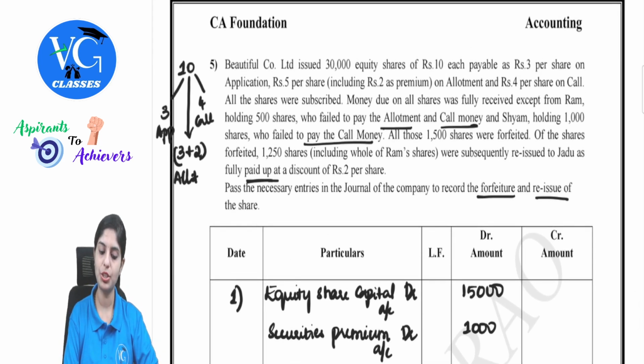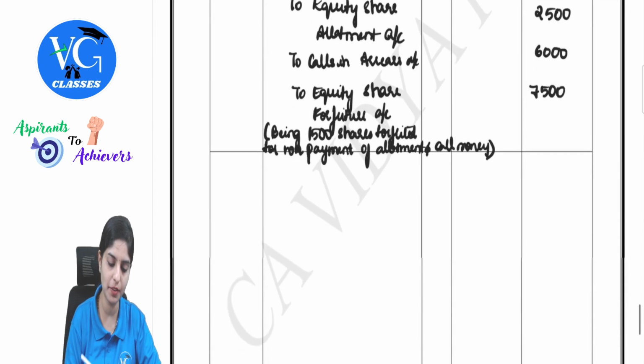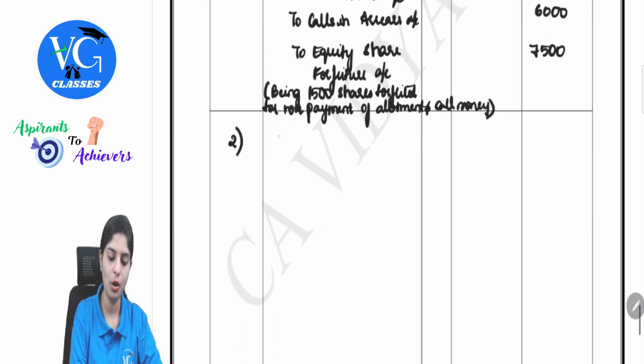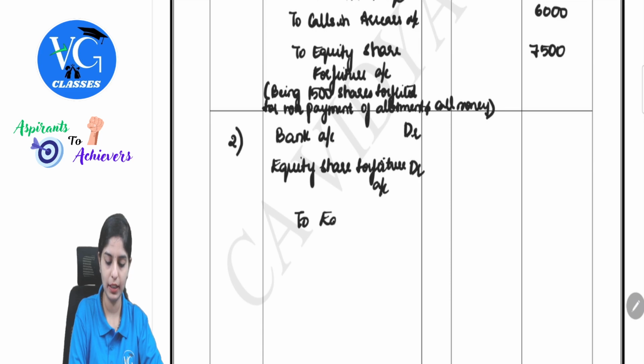All those 1,500 shares were forfeited. Of the shares forfeited, 1,250 shares were subsequently reissued and fully paid up at a discount of 2 rupees per share. First, we will record the entry for reissue. What is the entry? Bank account debit. This is happening at discount. So therefore, share forfeiture will also get debited with respect to the discount amount given. Equity share forfeiture account debit to equity share capital account.